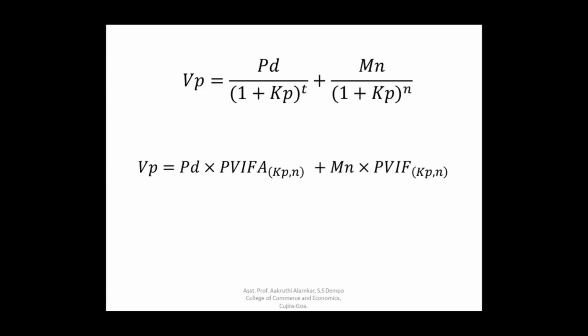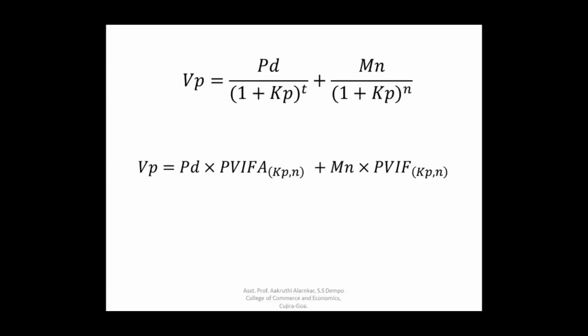Whereas the redemption value, or the maturity value, is paid only at the end of the life of the preference share, and that is the reason why we are just using the present value interest factor. Because that you get only once, whereas the preference dividend you get many times throughout the life of that preference share, and that is the reason why we are multiplying it with the present value interest factor annuity.